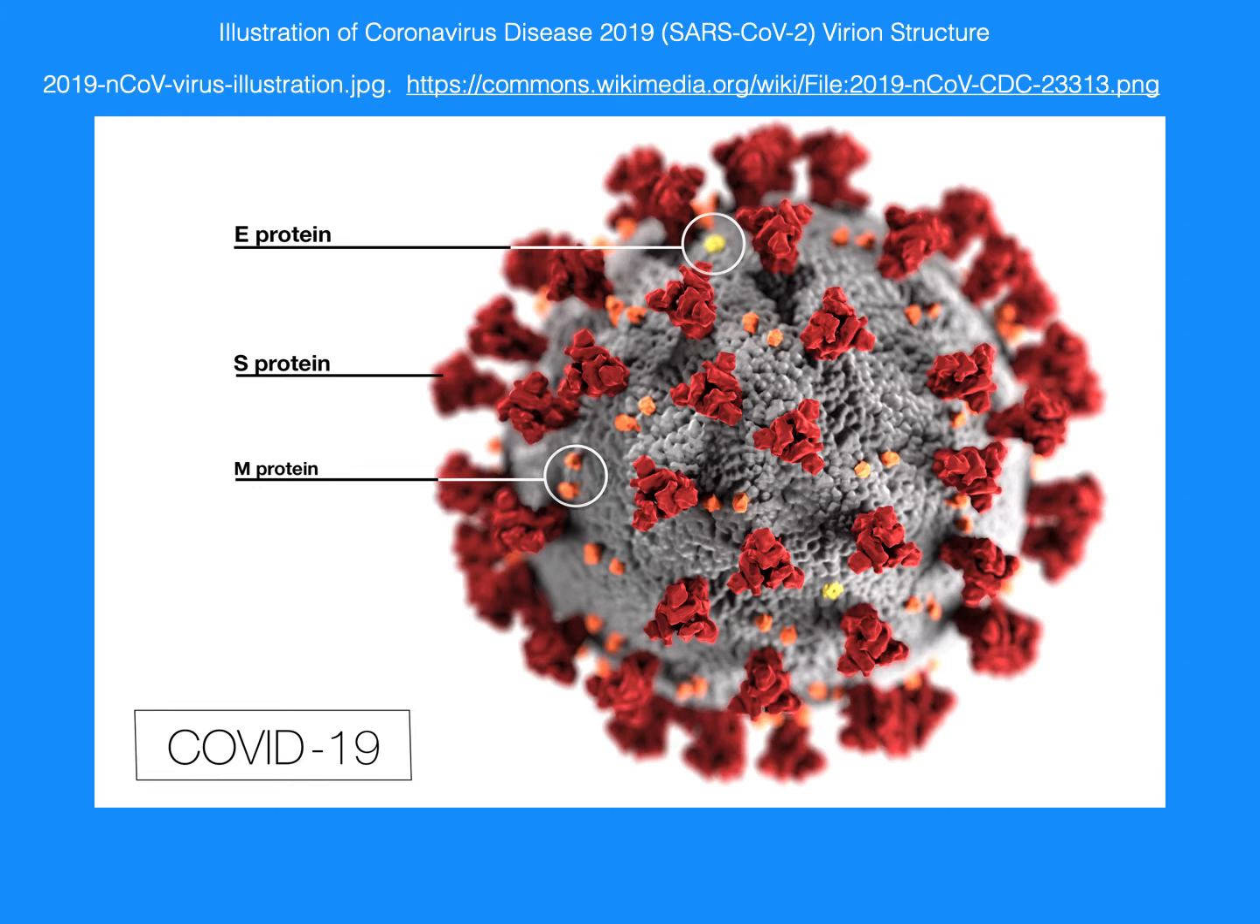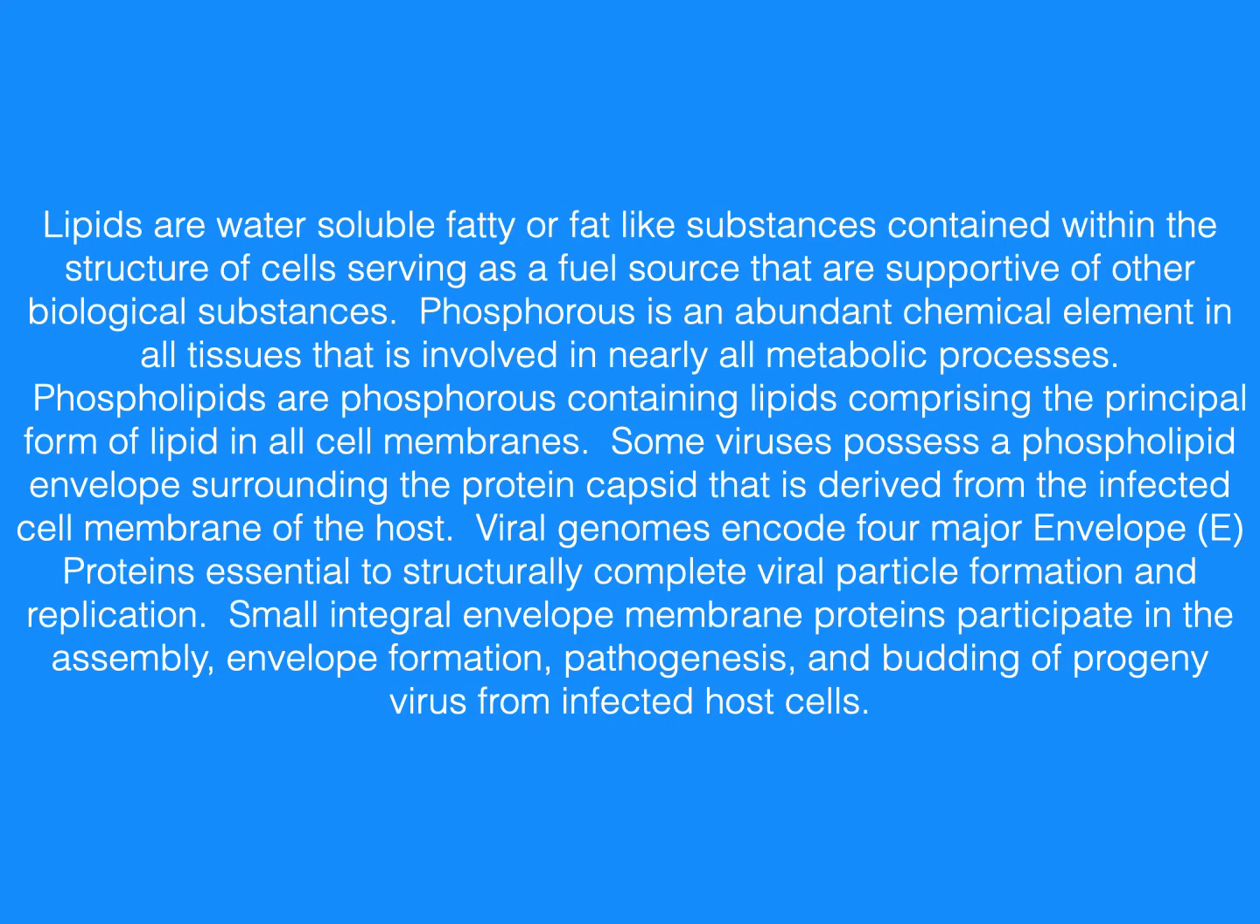Illustration of coronavirus disease 2019 virion structure. Lipids are water-soluble fatty or fat-like substances contained within the structure of cells serving as a fuel source that are supportive of other biological substances. Phosphorus is an abundant chemical element in all tissues that is involved in nearly all metabolic processes. Phospholipids are phosphorus-containing lipids comprising the principal form of lipid in all cell membranes.